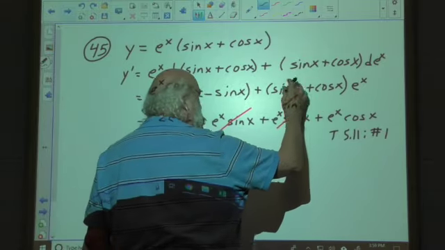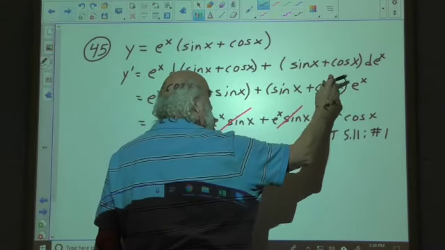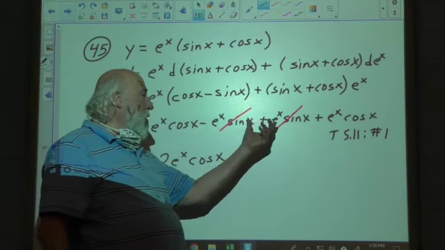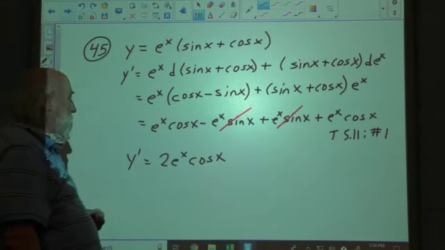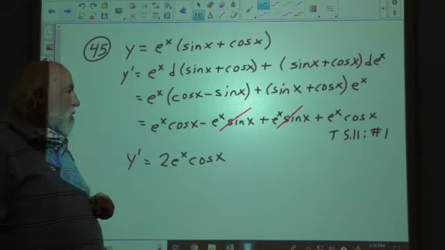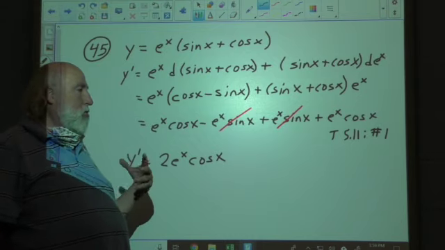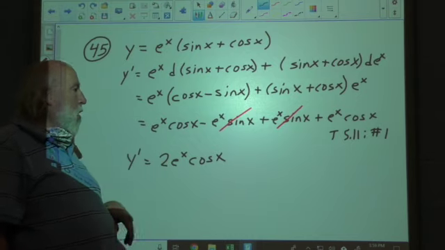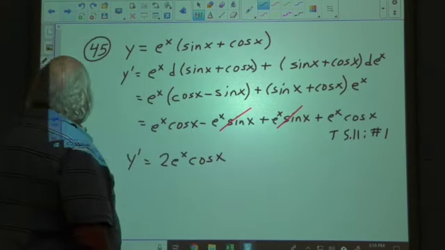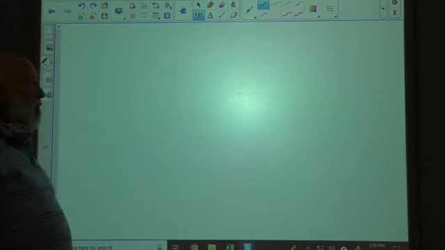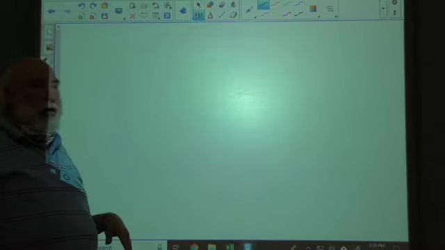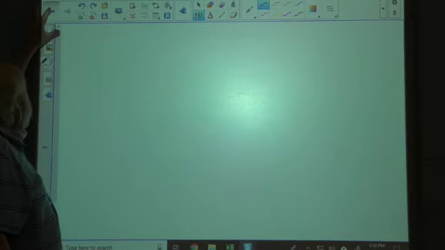Then I take e to the x times sine x here and e to the x times cosine x here. And we got a negative and a positive of the same value. They will cancel out. That leaves us 2 of these e to the x cosine x. Okay? So we kind of used theorem 5.11 number 1 to get this value right here from that. Okay? And that's the odd number problems that are kind of balancing with your even number problems.